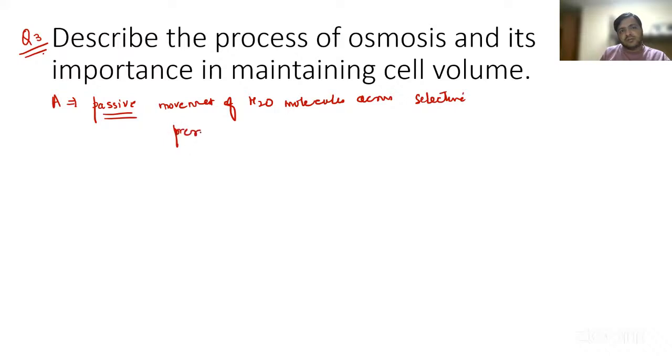Selectively permeable membrane, that is the cell membrane. It is from an area of low solute concentration to an area of higher solute concentration, right? So that the equilibrium is reached, right? So that is something you have to remember.